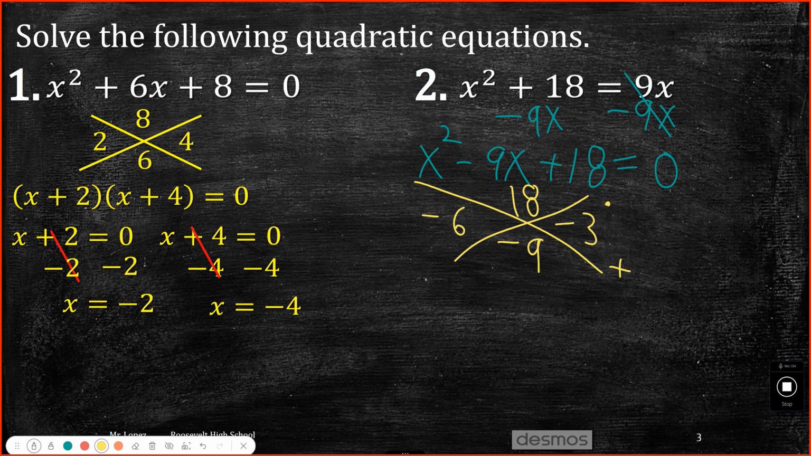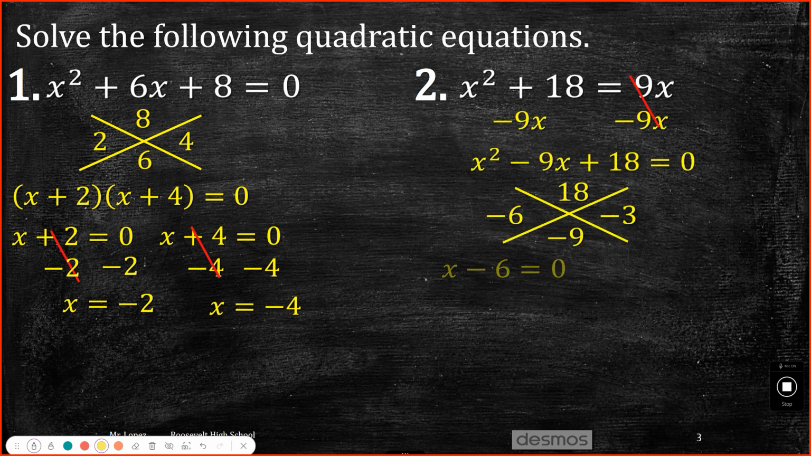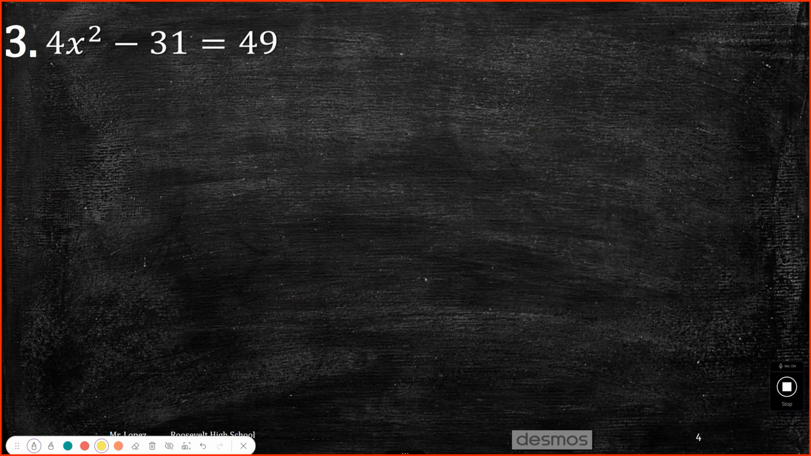So if we follow what that one student did last time, what are the solutions? X equals what? X equals 6 and x equals positive 3. So that's how you solve these kinds of equations when they're in this form. Positive 6, positive 3. Okay, let's go to number 3.